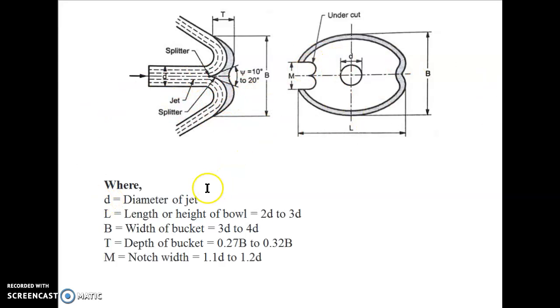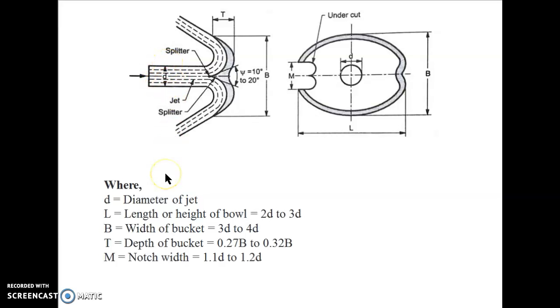Now in this diagram we have to learn about the various parameters which will be helpful for us in the next study, where we are trying to find out the work done and power generated by the turbine. So first thing is small d. Small d stands for diameter of jet. You can see that part in here. This is the diameter of jet.